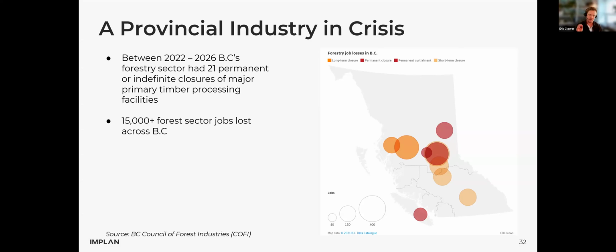As you can see from this infographic here, there's been a lot of closures, some permanent, some short-term, and a lot of curtailments in the forestry and timber-related industries in British Columbia. All told, there's been about 15,000 plus forest sector jobs lost across all of British Columbia. Now, these numbers on the slide speak for themselves. They tell us that this industry has been hit really hard. And as you would expect, the ripple effects across the communities are pretty significant. This is exactly the type of scenario where IMPLAN can help quantify these broader economic impacts.